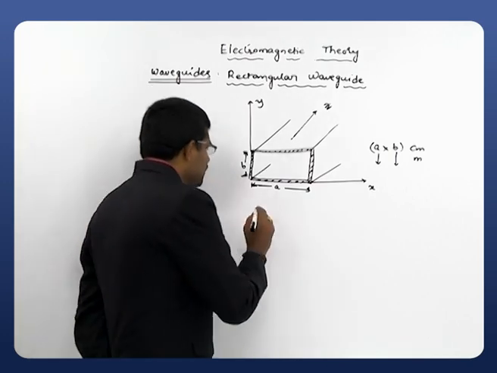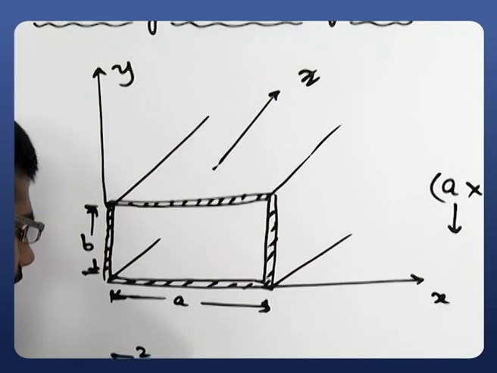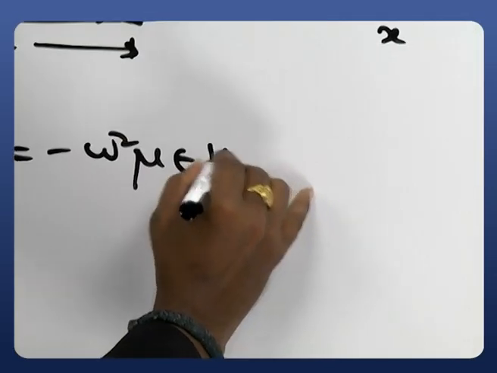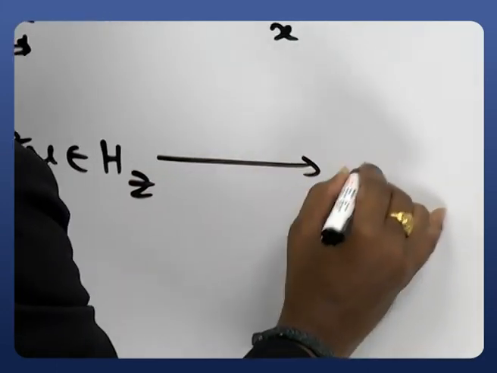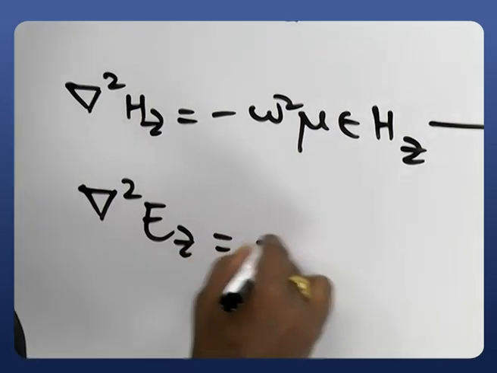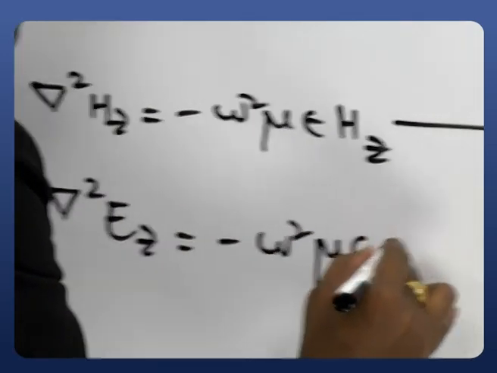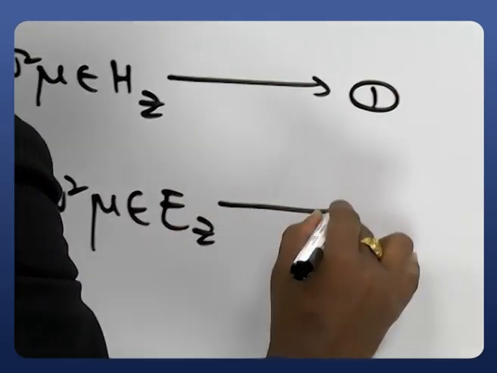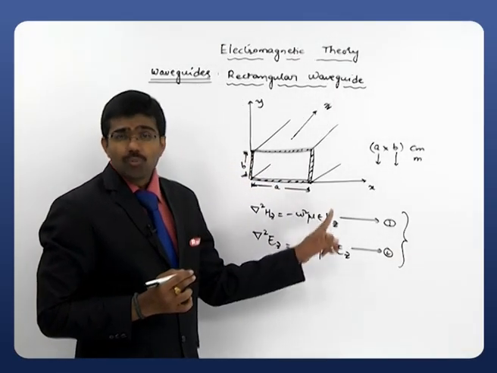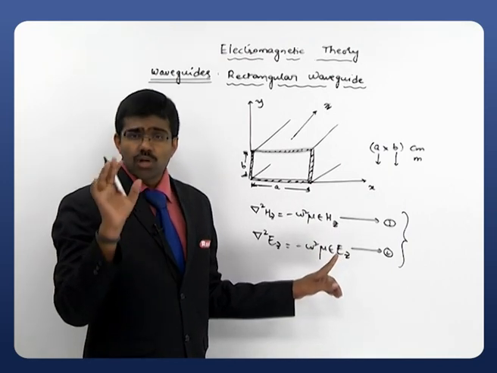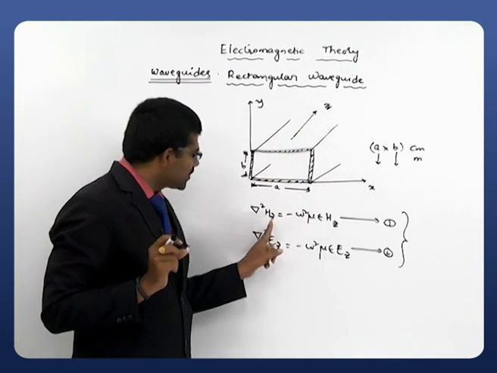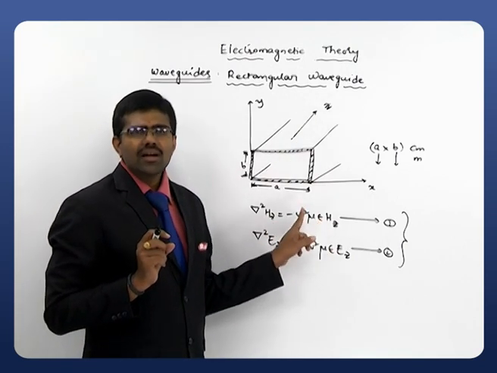The Helmholtz equations are del squared Hz equals minus omega squared mu epsilon Hz. Let us consider this as equation 1. Similarly, del squared Ez equals minus omega squared mu epsilon Ez. Let us take this as equation 2. These two equations are called the Helmholtz equations, and they are the basic equations for any wave propagation that we discussed. I am recollecting those equations. Since the wave is traveling in the z direction, I consider Hz and Ez.